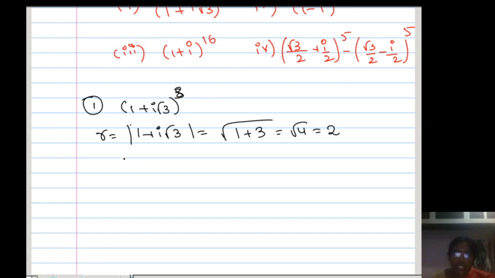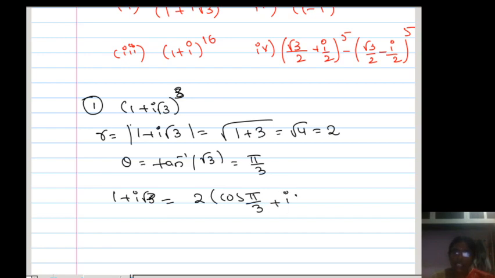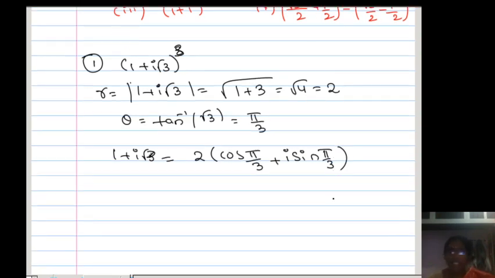Next, what is theta? Tan inverse of y by x, so tan inverse of root 3 by 1. Its value is pi by 3, that is 60 degrees, since tan 60 is root 3. Now it is in the first quadrant, so the principal argument is also pi by 3. So I can write 1 plus i root 3 in the polar form as r into cos theta plus i sin theta. Then it is in the polar form.